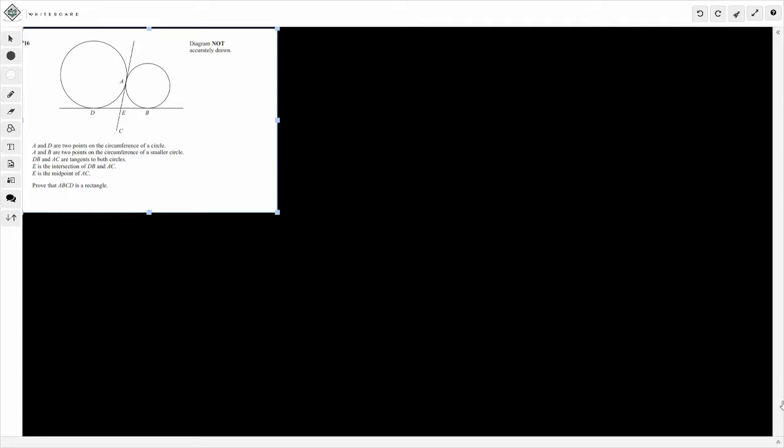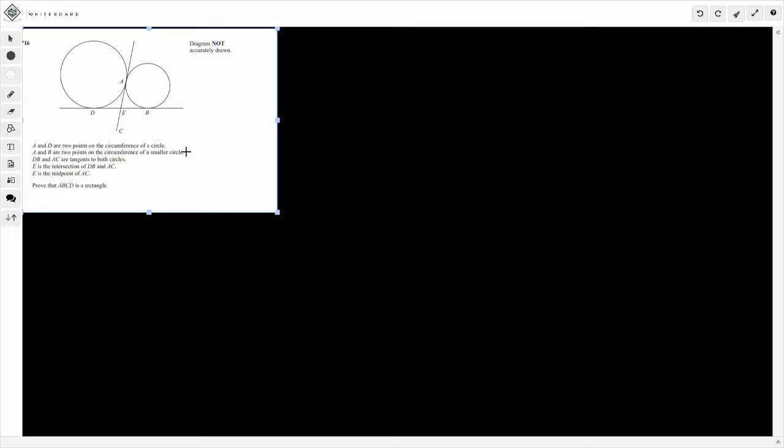So here today, we're dealing with a geometrical proof sort of question. We're given these two circles, and we're given these two lines between the circles. And we have to prove that the quadrilateral here, ABCD, is actually a rectangle.